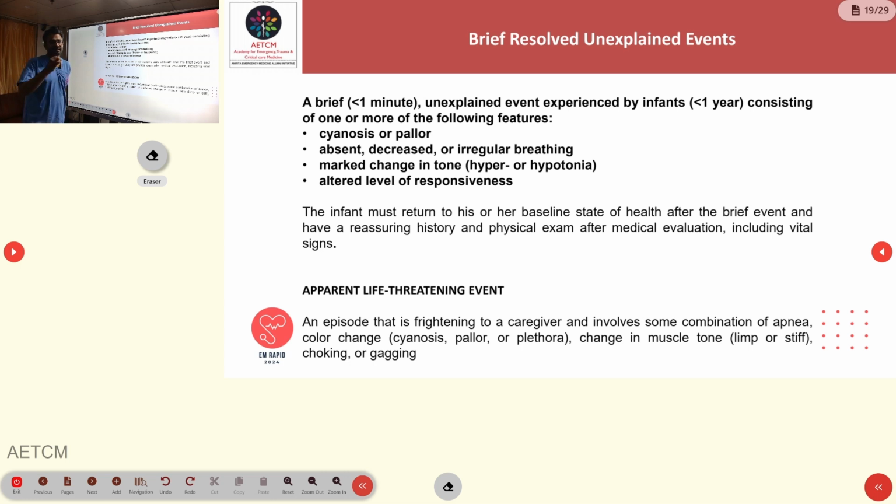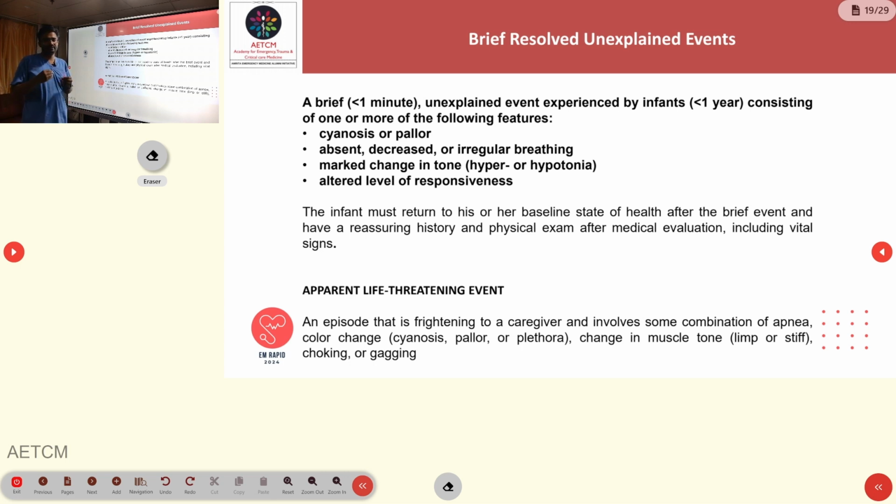BRUE means a brief period of unexplained event which occurs in infants less than 1 year of age. The unexplained events include change in color, that is cyanosis or pallor, with absent, irregular or decreased breathing, or altered consciousness, or marked change in the muscle tone, that is hyper or hypotonia. Following the event, the child must return to the normal state to call it a BRUE, that is with a normal reassuring history and physical examination also.